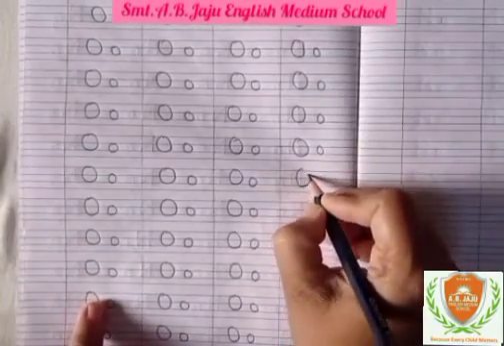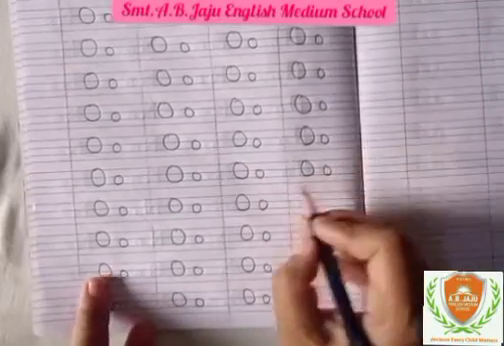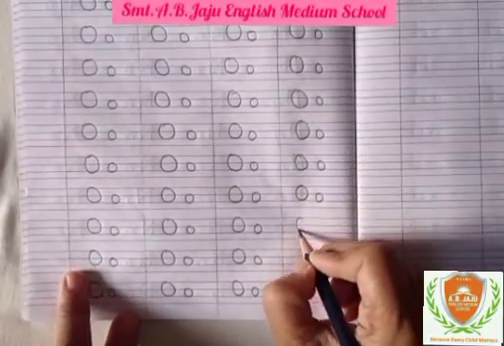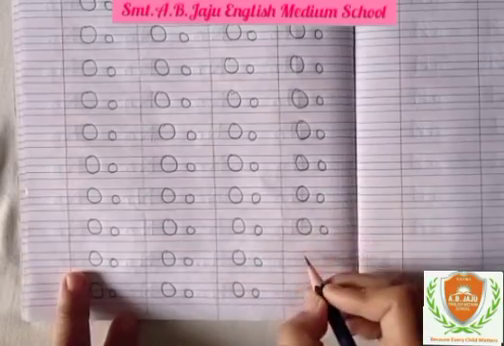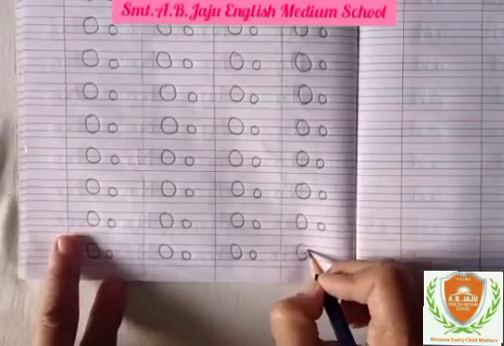The sound of O is O. O, ostrich. O, ocean. O, orange. O, octopus. Capital O, small o.